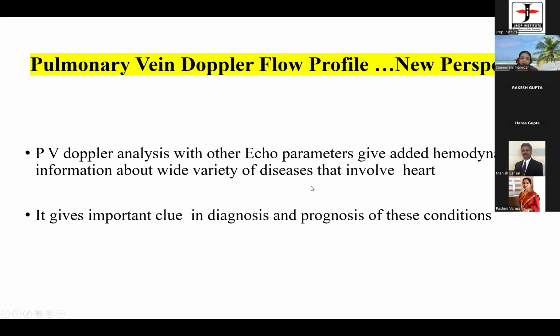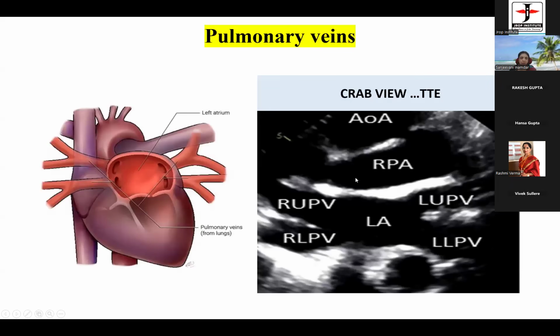So coming to this pulmonary vein Doppler, which is a new perception, analysis of this with other echo parameters gives added hemodynamic information about a wide variety of diseases that involve the heart. It gives important clues not only in diagnosis but also in prognosis of these conditions.